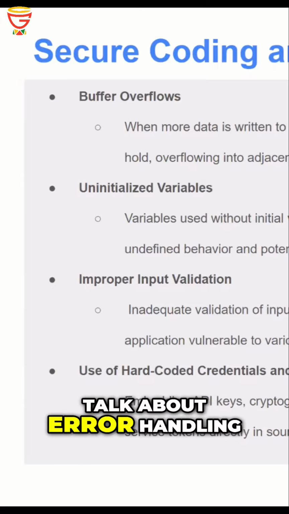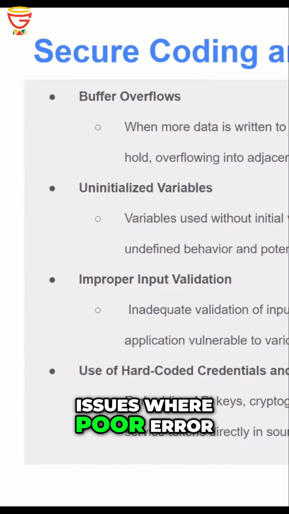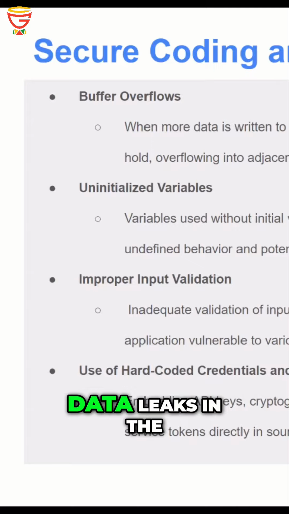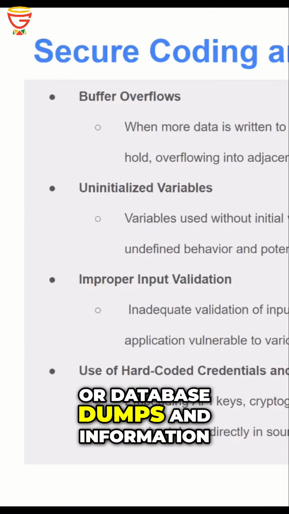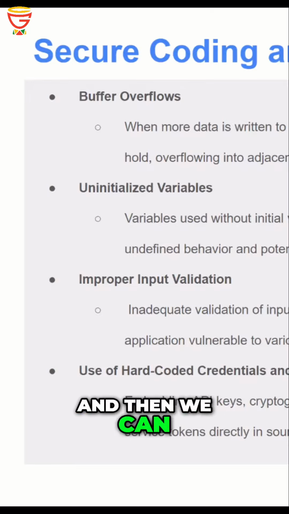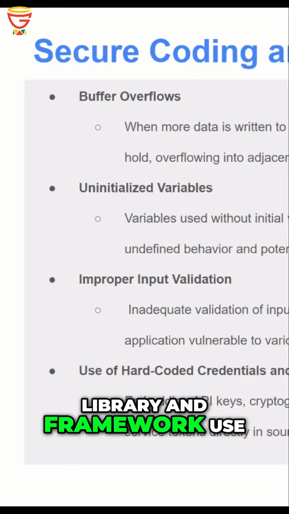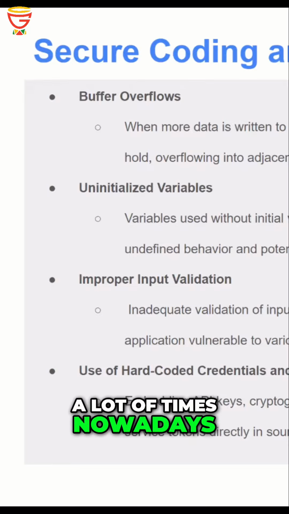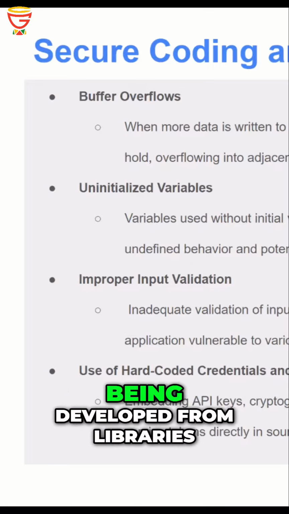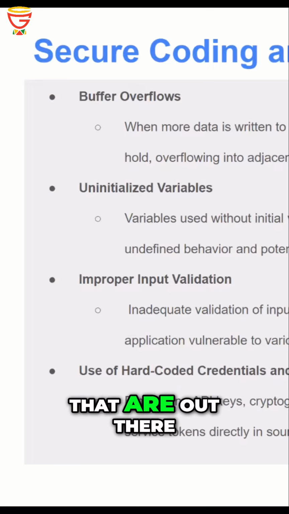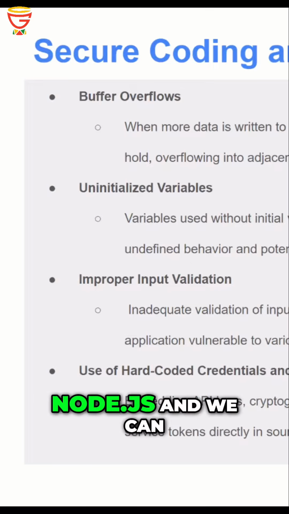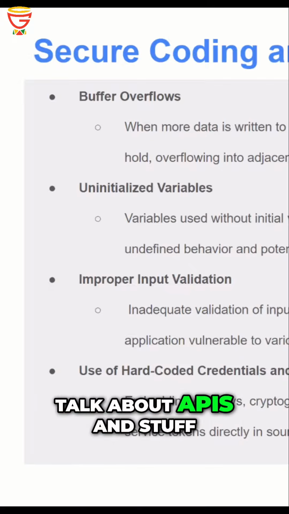And then we can talk about error handling issues, where poor error handling can lead to data leaks in the back end, such as stack traces or database dumps and information. And then we can also talk about insecure library and framework use. A lot of times nowadays, we're talking about applications being developed from libraries that are out there, for example, Node.js, and we can talk about APIs and stuff.